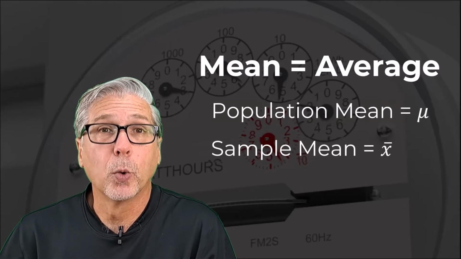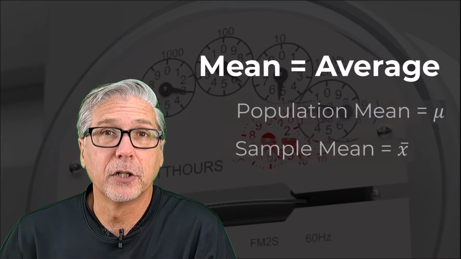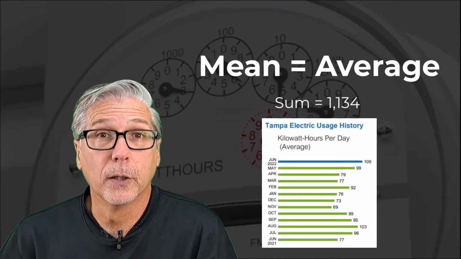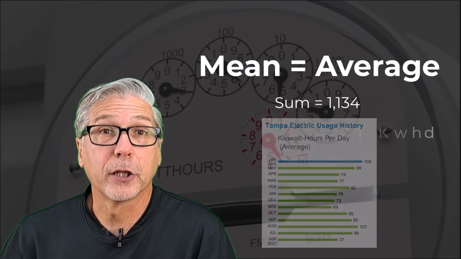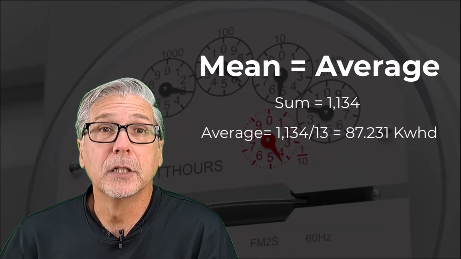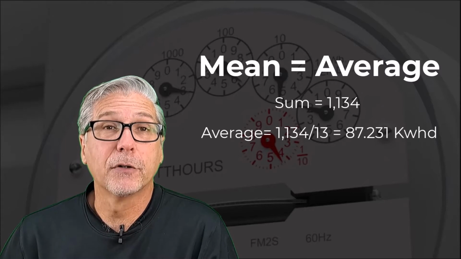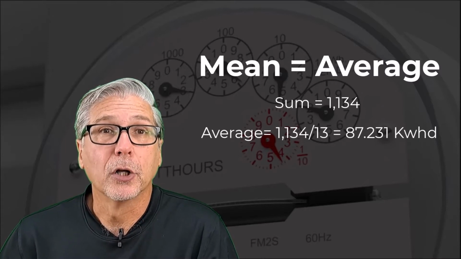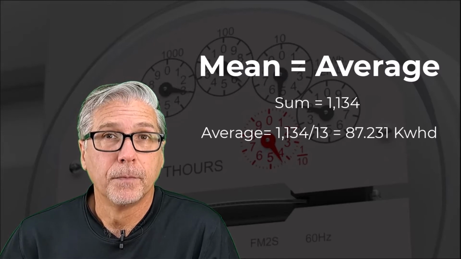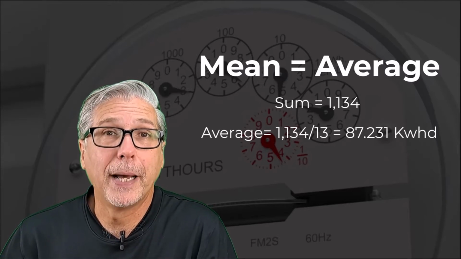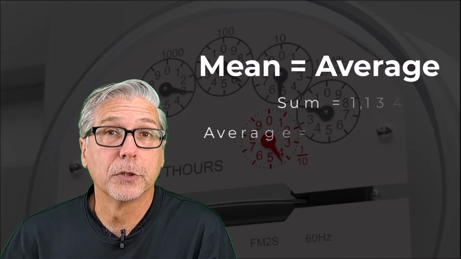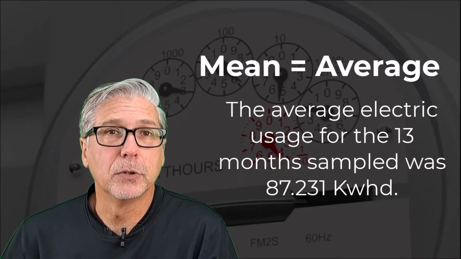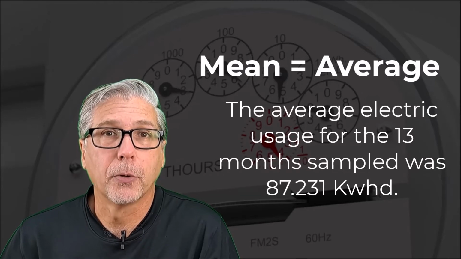Now in our example, we're going to sum together the 13 electric usage values, and we're going to get a sum of 1,134. We then divide this by the 13 months that were collected, and we're going to find that the average from our sample was 87.231 kilowatt hours per day. Usually we're going to let some software do the math, but we're going to need to interpret the results. In this case, we interpret the mean to be the average electric usage of the 13 months sampled.